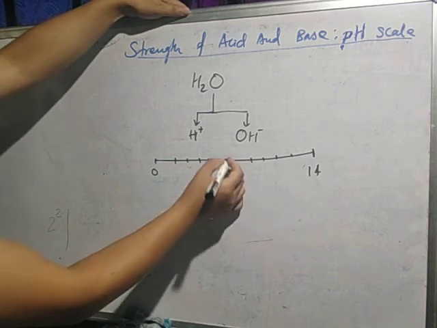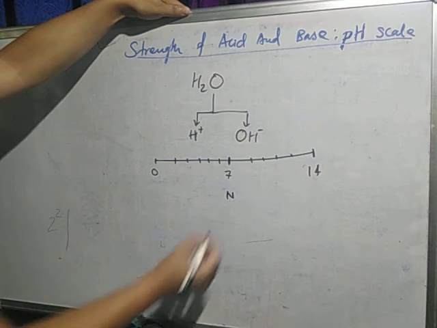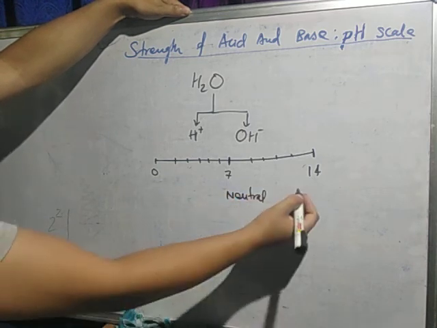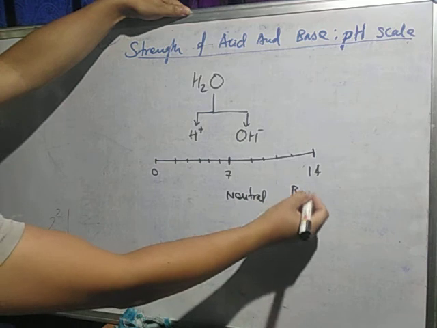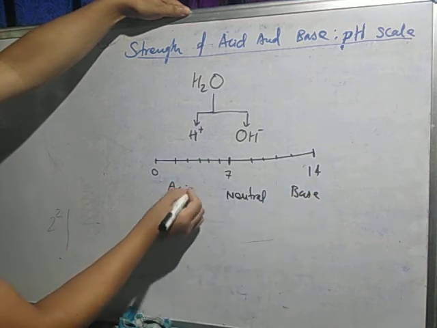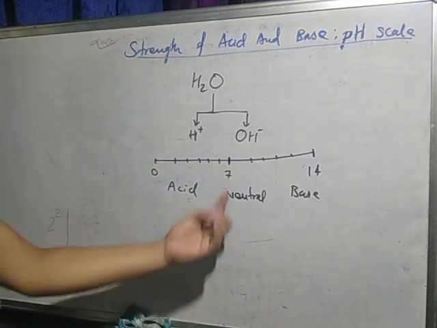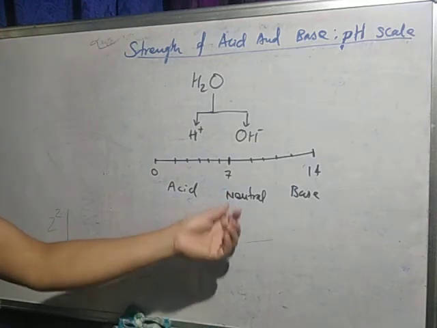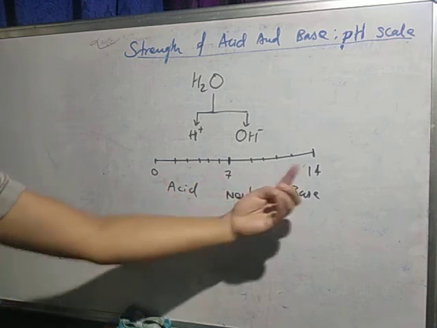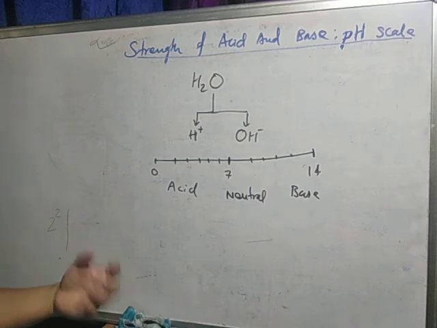So at 7, that is your neutral. Your compound is neutral. Clear? And this side you'll get base and this side you'll get acid, clear? So if the pH is 7, then that compound or that mixture is neutral, and below 7 you'll get acidic, and above 7 you'll get basic. Okay, clear? So now let's define the pH scale.